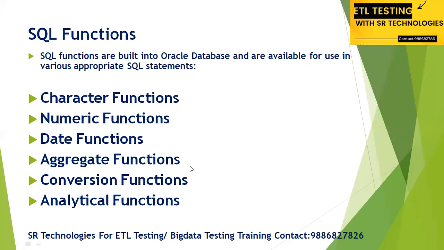Number, character, date. We have every data type, and we have functions to perform on them. So we have character functions, numeric functions, and date functions. Character functions work with the character data types. Numeric functions work with the number data types. Date functions work with the date data type. Then aggregate functions.